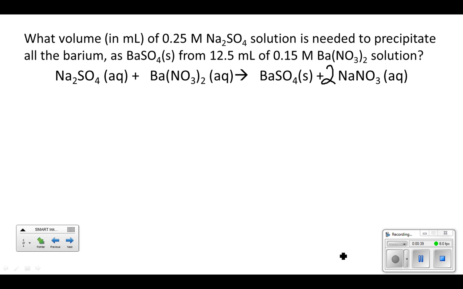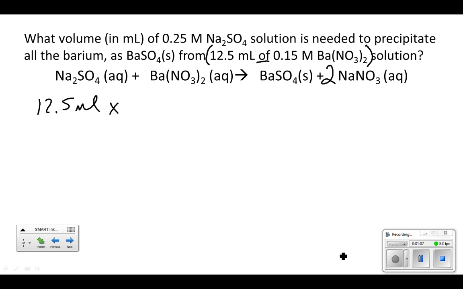Next step will be to use what we're given and change it to moles. Here's what we're given: 12.5 milliliters of 0.15 molar barium nitrate solution. We could either use the definition of molarity, or we could use the fact it's got an "of" between it, and "of" means that we're going to multiply. Let's go over here and do that. You may say we need to change the 12.5 milliliters, but I'll show you a trick here so we don't need to change it.